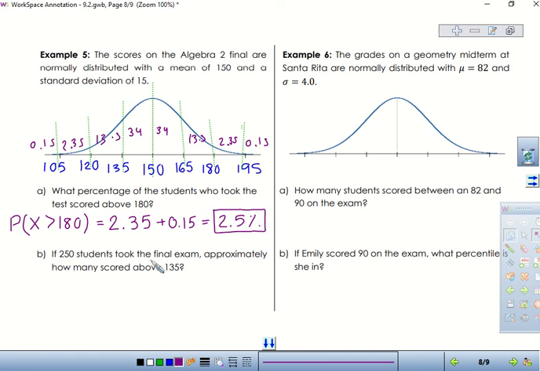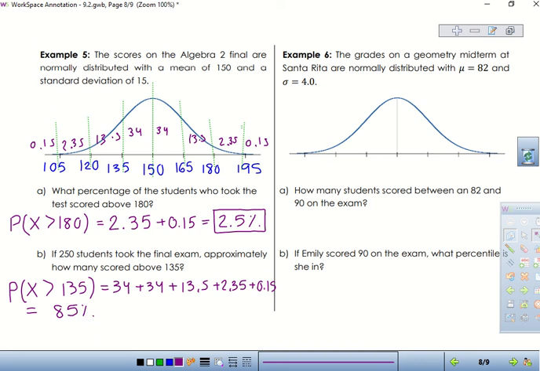If 250 students took the final exam, approximately how many of them scored above 135? We want to first find the probability of the score being greater than 135. We can do that by adding up these 5 categories, or 100 minus these 3. So I'm going to add them: 34 plus 34 plus 13.5 plus 2.35 plus 0.15. And that total comes out to be 85%. But they didn't ask me what's the probability, they asked me how many students.